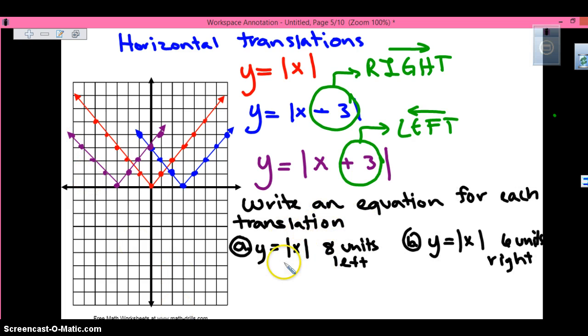Write an equation for each translation. If we have to translate y equals the absolute value of x 8 units left, what would that equation look like? Plus 8 inside the absolute value. And what about if we have to translate 6 units right? X minus 6 inside the absolute value.